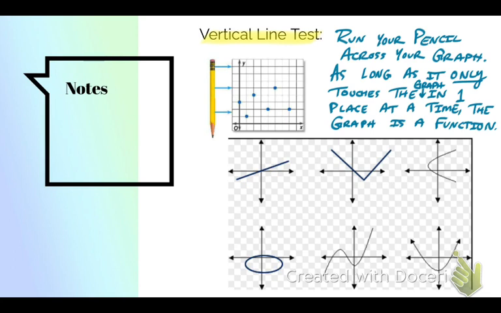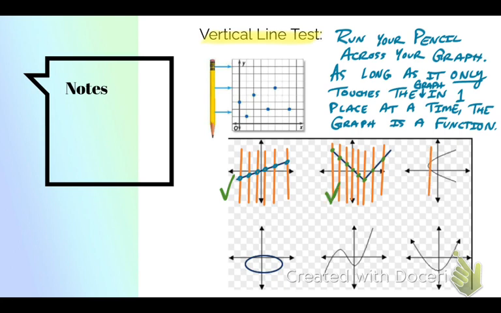So taking a look at these graphs down below. If I take my pencil and I run it across my graph, think about sliding that pencil from left to right. This is only going to touch this graph in one place at a time. So this is a function. My second example here, if I run my pencil across my graph, you can see this is only going to touch the graph one place at a time as we work across. So yes, this is a function.